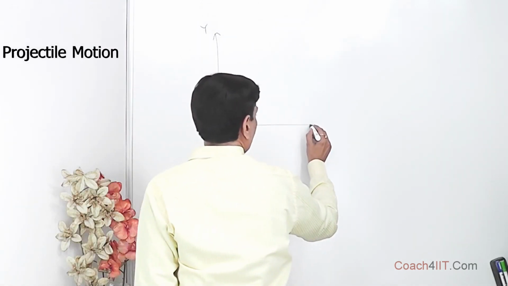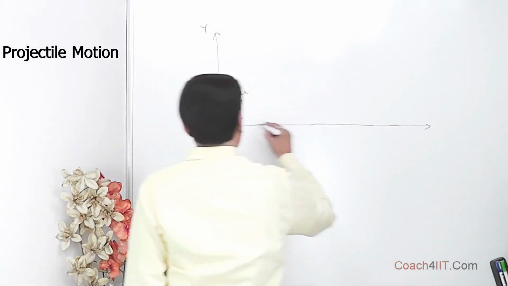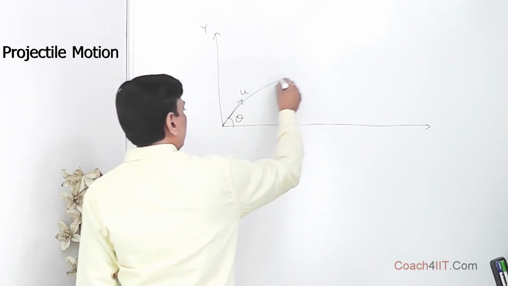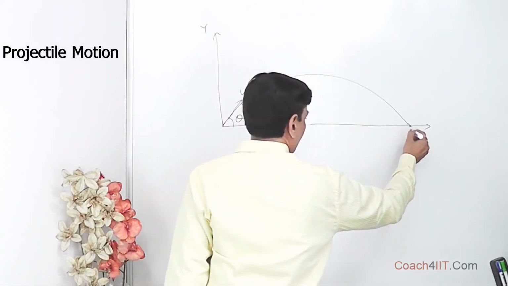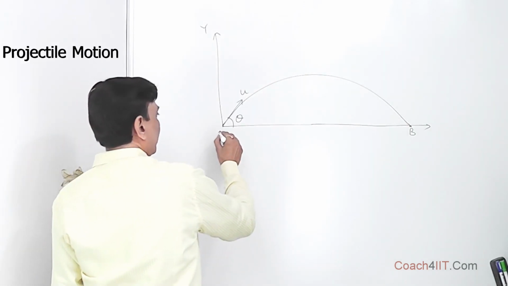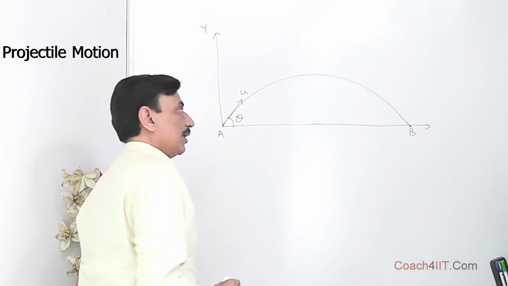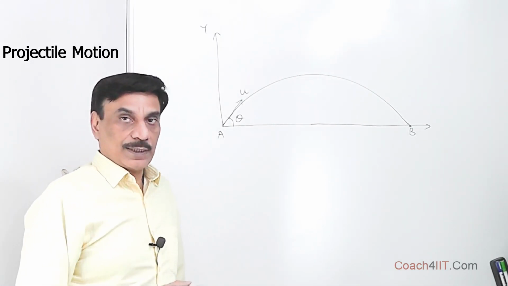Let's elongate further. So let's say this body goes from here to here and finally reaches a point B and strikes the ground at point B. This is point A, this is point B, and we are interested in some of the basic concepts.